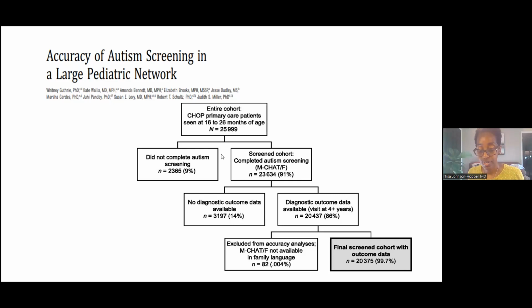In their institution, universal screening was achieved with a 91% screening rate among their primary care sites. That was awesome. Of the 91% of children who completed the MCHAT, 14% were lost to follow-up. In all, they screened and followed 20,375 children at age 4 to evaluate their outcome.